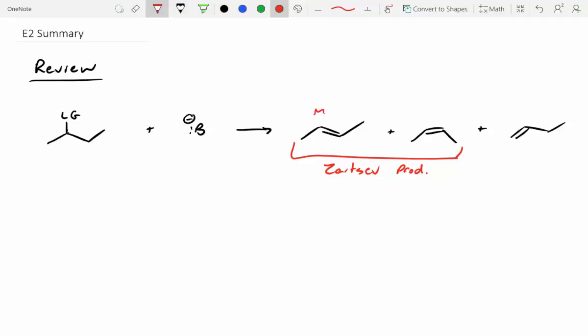And we said that this is usually our major Zaitsev, and this would be our minor Zaitsev. I'll just call it major S and minor Z. And then over here we've got our Hofmann.